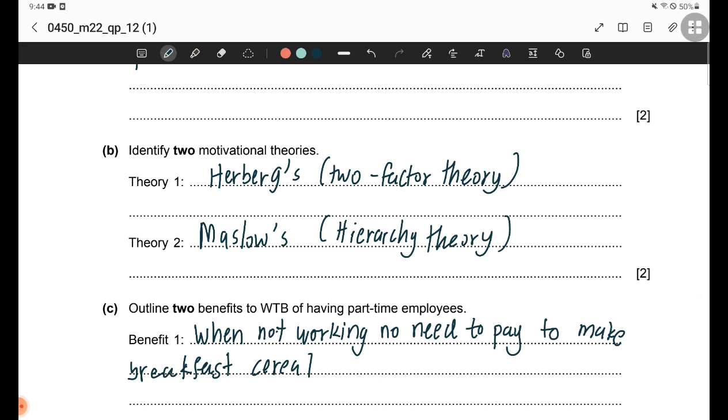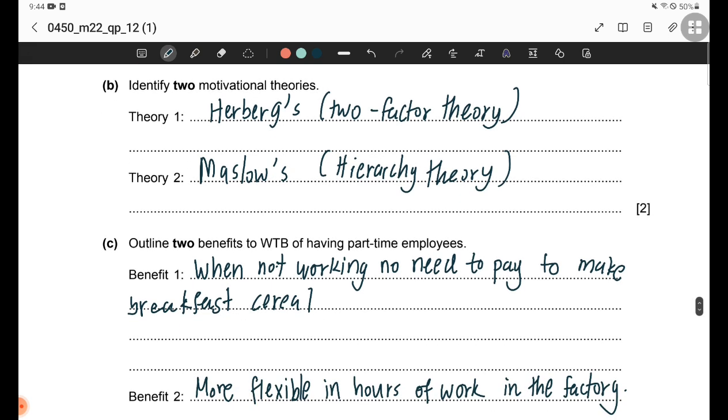Part B, identify 2 motivational theories. Okay, this one should be easy. There are 3. You can just pick 2. Herzberg, Maslow, and then there's Taylor's. Taylor's is the scientific theory, Maslow's is the hierarchy theory, and then you have Herzberg, the 2-factor theory. I'm not really sure if it's necessary to put this in a bracket and mention it, but I suggest you do. It's better to do so because it also shows that you understand what you're talking about.